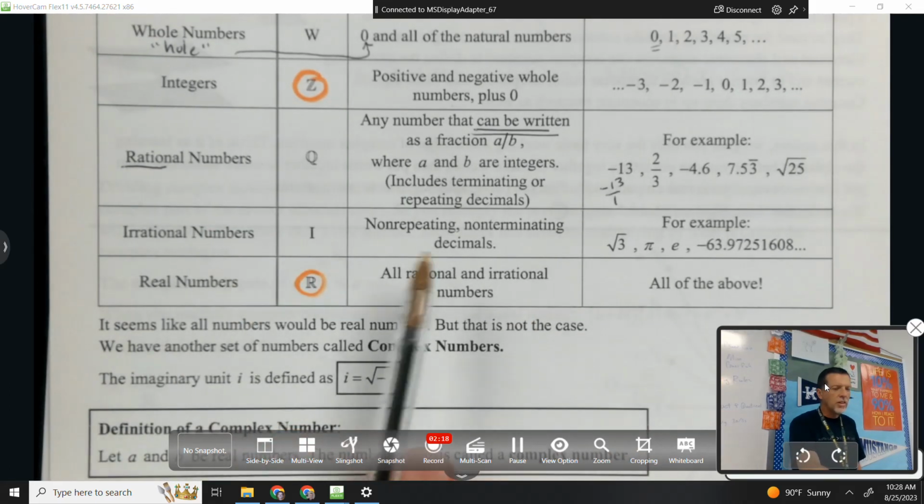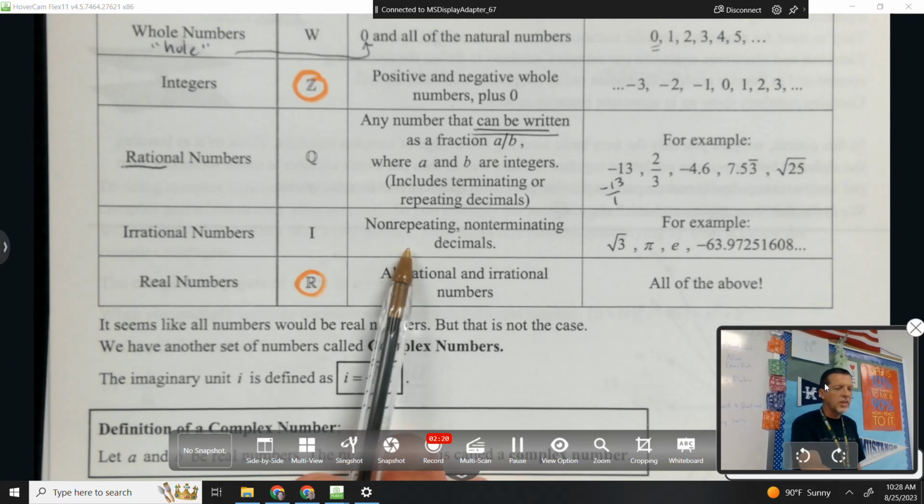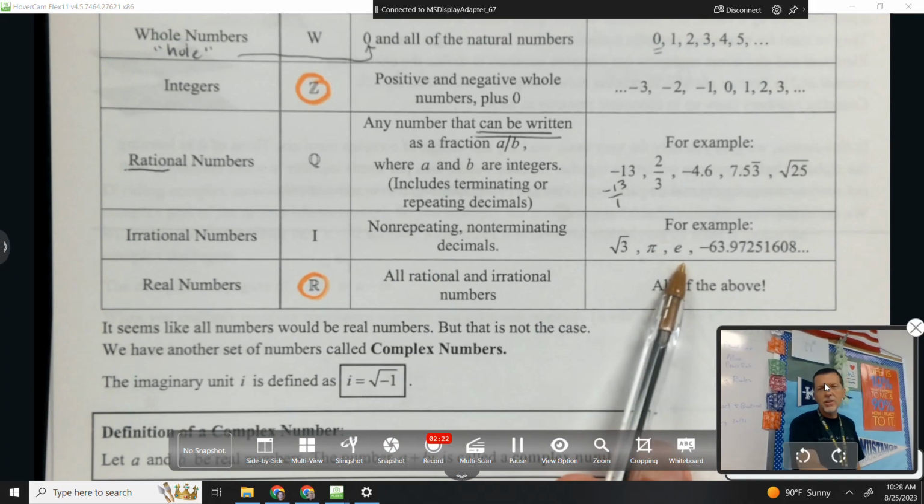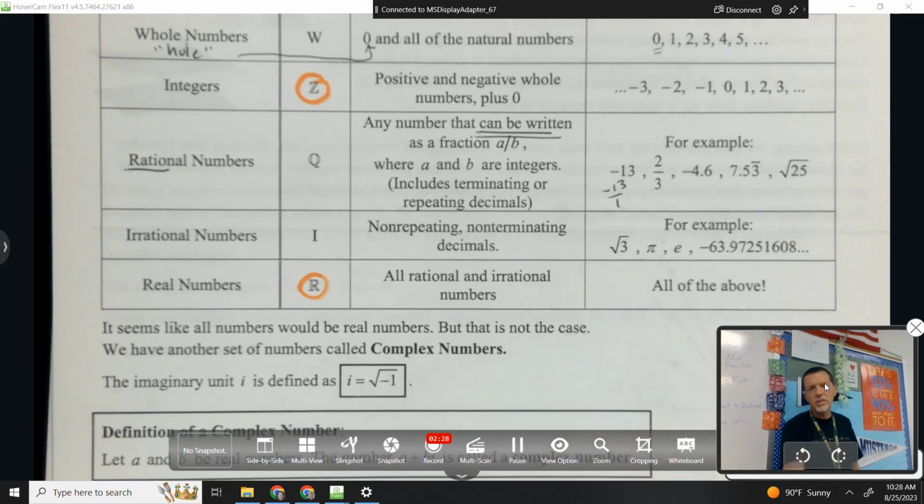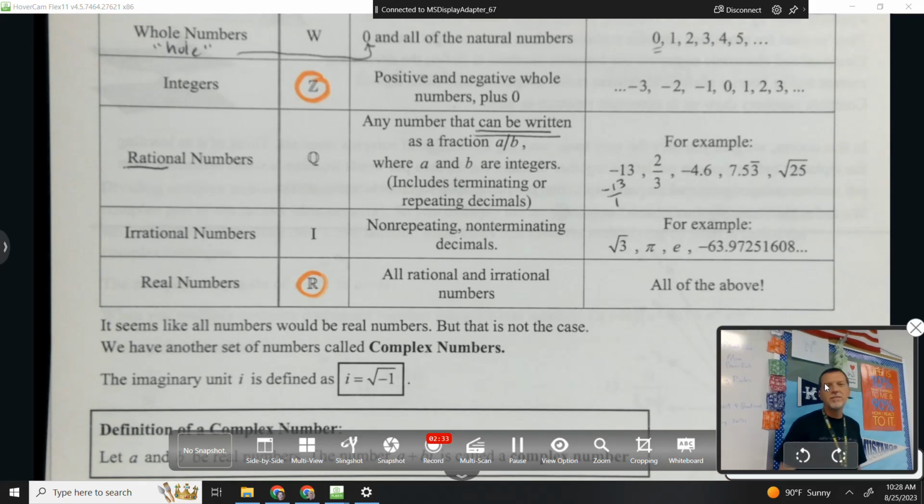Irrational numbers, numbers that aren't ratios, and pi and e are probably the most famous, but any of the square roots that don't have a nice square root are also irrational numbers. And then lastly, real numbers, all of the above. Everything is real. Well, all of those are real. But you know from Algebra 2 that there's more than just the real numbers.